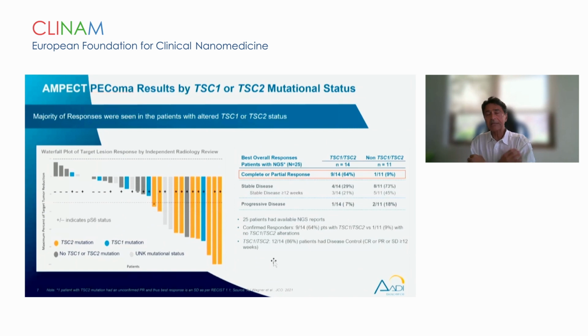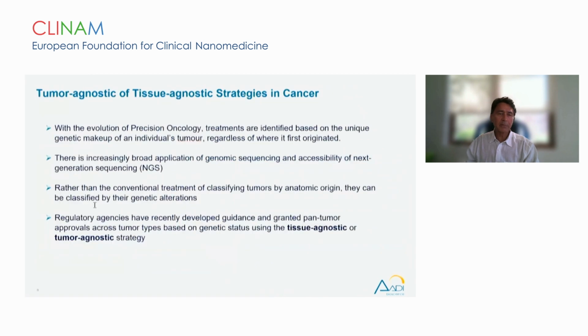So where does this lead us? Now, TSC1 and TSC2 are very important genes. They're tumor suppressors, and I'll speak a little bit more about that. But this is what got us thinking about a tumor agnostic strategy. And just to give you an idea of what that means, for those of you who are not familiar, tumor agnostic or tumor tissue agnostic strategies are now becoming a new regulatory path.